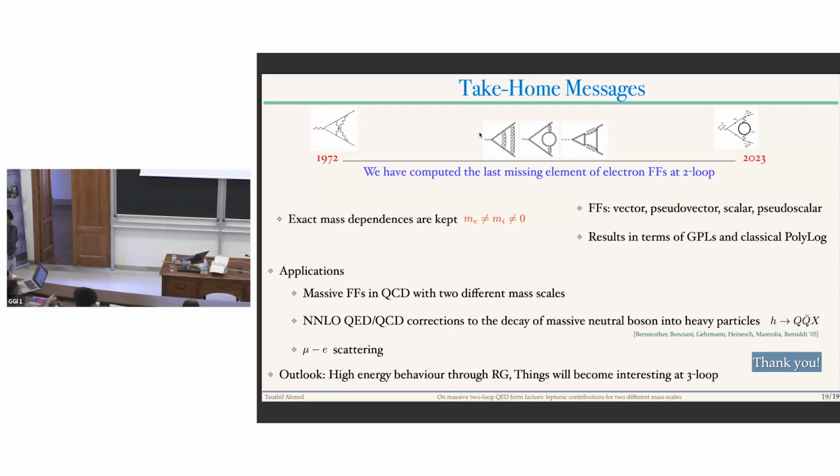With three loops, you could have three masses. Not really. We don't want three masses. We want only two masses.